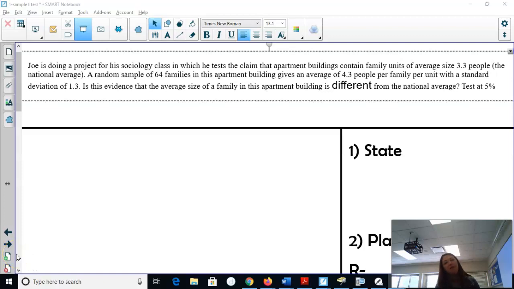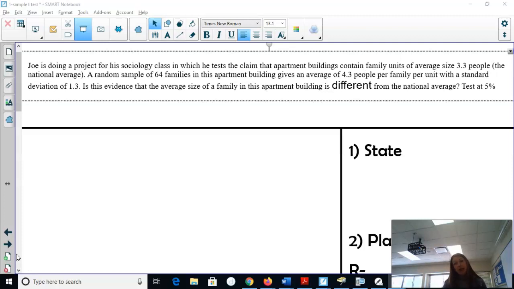Part 2 of a one sample t-test for mu. Let's get going. Joe is doing a project for a sociology class in which he tests the claim that apartment buildings contain family units of average size of 3.3 people. That is the national average. A random sample of 64 families in this certain apartment building that he's looking at gives an average of 4.3 people per family per unit with a standard deviation of 1.3.